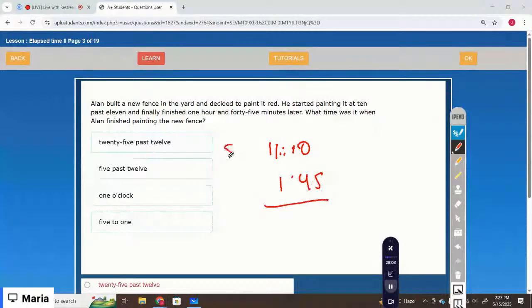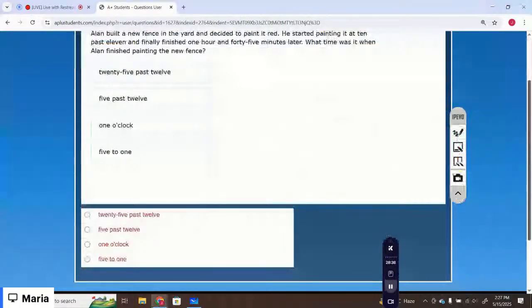Given the start time and the duration, you need to find the finish time. You need to calculate what time it was, that is the time duration. What time was it when Alan finished painting the fence? So 10 minutes plus 45 minutes is 55 minutes, and 11 plus 1 is 12. So it would be 11:55, that would be 5 to 12. Option number 2 is the correct option.